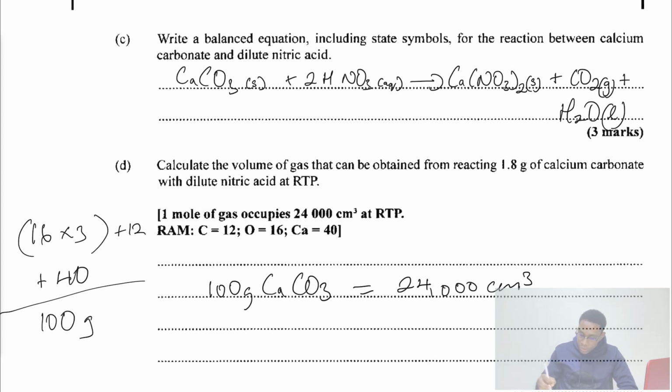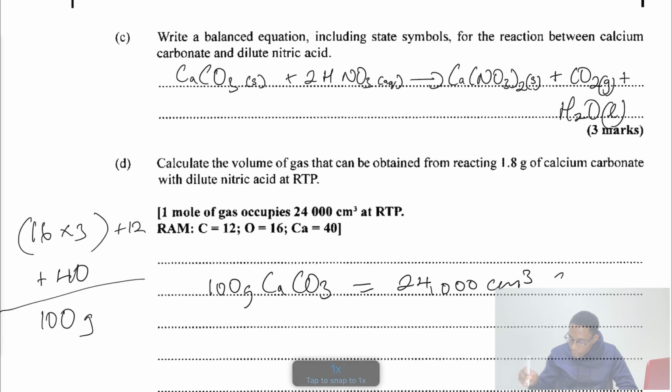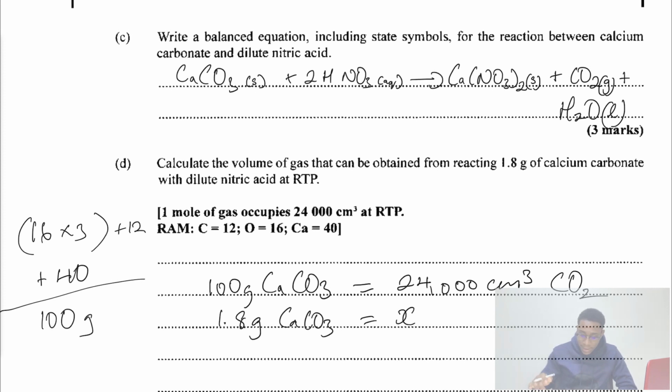All right. So we already have this done. We already know that 100 grams of this gives us 24,000 cm³ of carbon dioxide. Now we want to know, what if we had 1.8 grams of calcium carbonate? What volume of carbon dioxide would that produce for us? So in that position, we're going to put X. All right. So now we're just going to cross multiply.